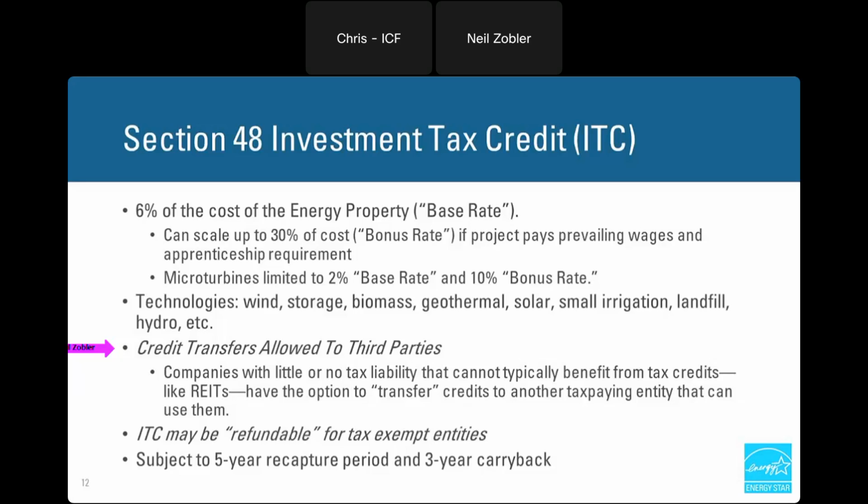The investment tax credit may be refundable for tax-exempt entities. However, it is subject to a 5-year recapture period and a 3-year carryback. So what do we mean by the recapture period? Well, if you sell the property or sell the asset within the first 5 years, you may have to refund some of the credits that you had taken up front. So clearly, if you're planning on selling your property or selling your business over the next 5 years, keep that in the back of your mind when you decide what type of financing you need to implement in order to get this project off the ground.